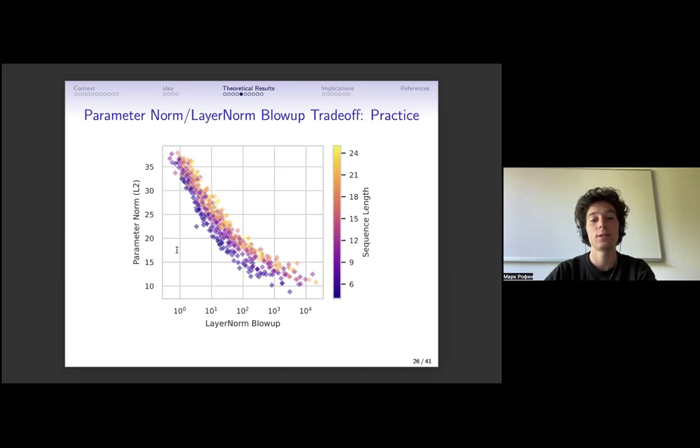And also, another important observation is that if you fix the parameter norm of the model, let's say we fix a model with parameter norm 20, and we want this model to represent parity of length 5 or length 20, then for length 5, the layer norm blowup will be lower, something like 10, and for length 20 or 25, the layer norm blowup will inevitably be higher. So if you increase the sensitivity of the function, then this trade-off becomes harsher, which is essentially what the theorem says. Any questions so far?